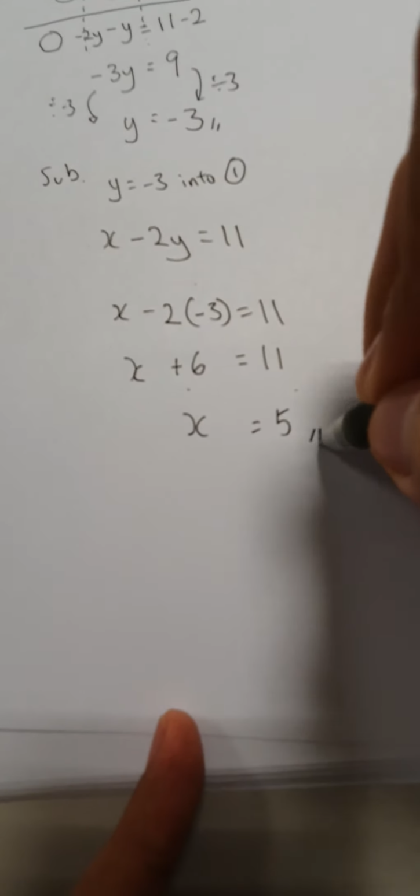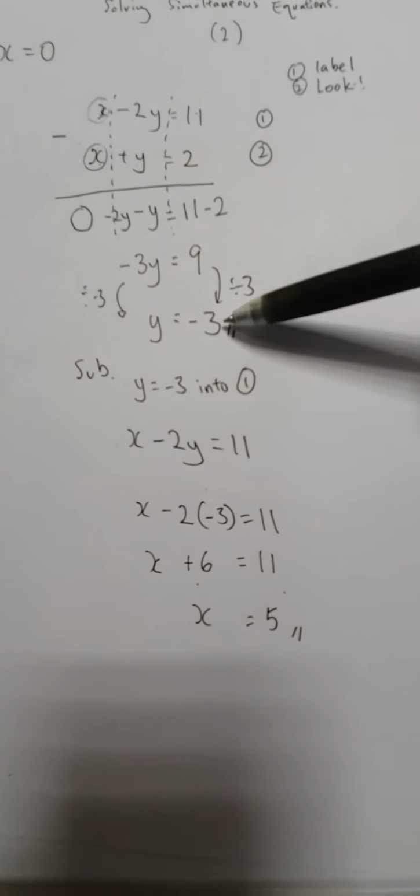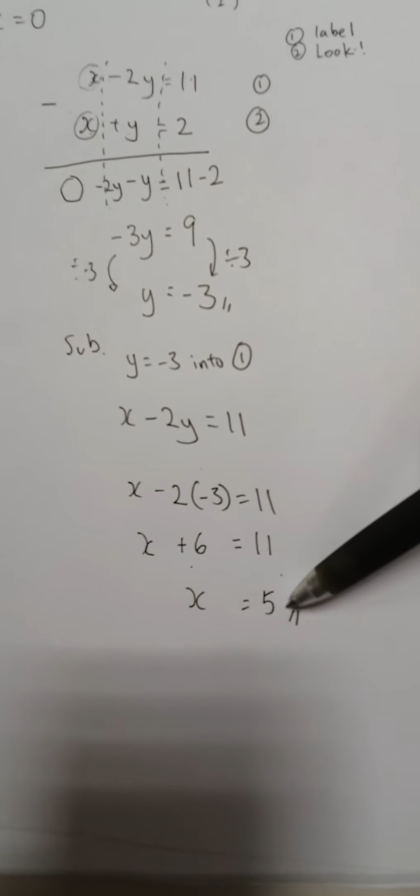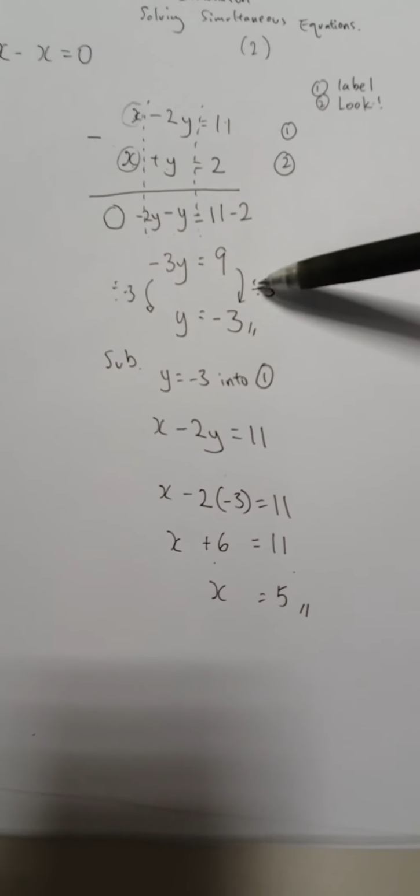This one you should know how to do. Therefore, you got your two answers ready. Okay, solving simultaneously, you get y is negative 3, x is 5. Okay, so these are your two answers that we're looking for.